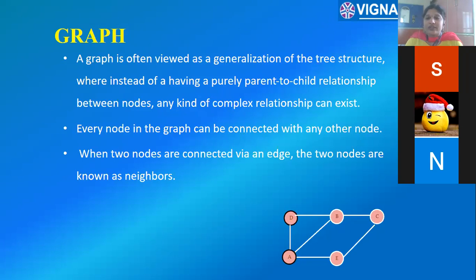In a tree, you can have a parent-child relationship. But in a graph, no such parent-to-child relationship exists. Any node can be connected to any other node. Nodes here mean vertices. The vertices which are connected can be called adjacent vertices or neighbor vertices.